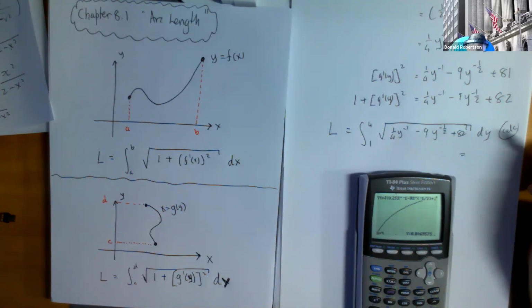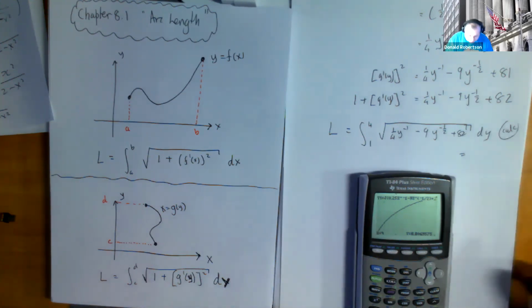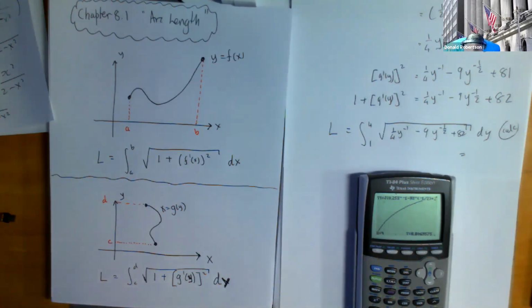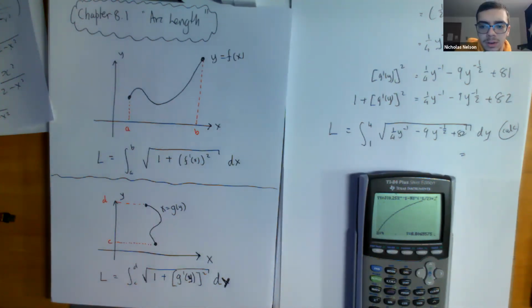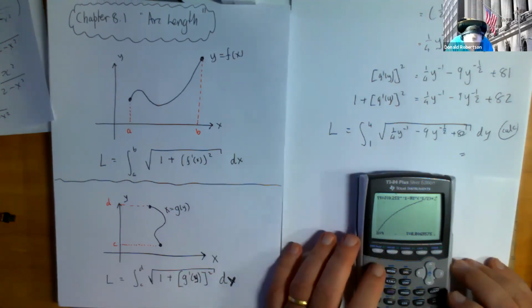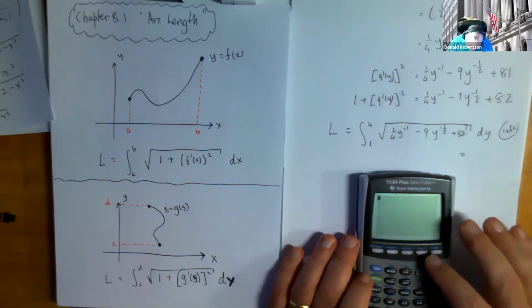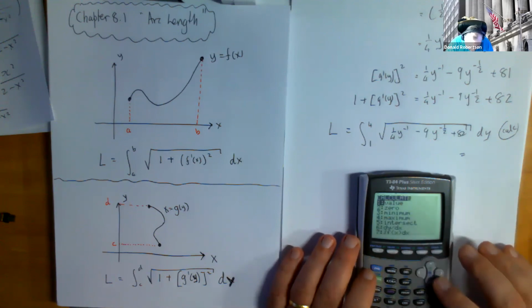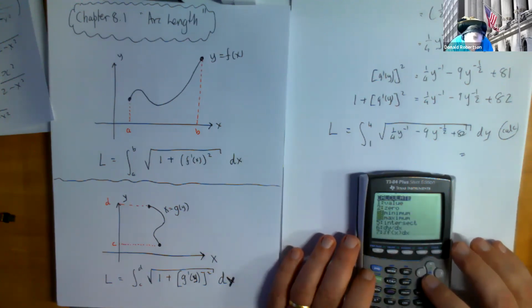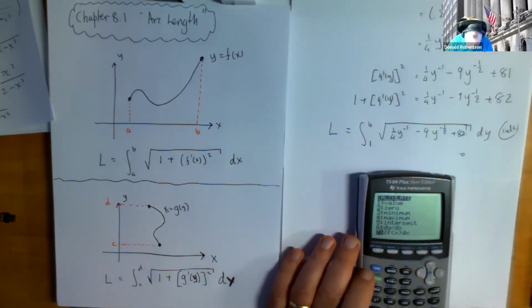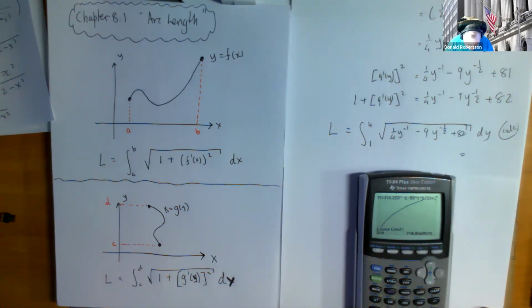I've broke the thing. I think you took the derivative instead of the integral. Oh, that could have happened. Let's try that again. Second calc, number 7. Start at 1 and finish at 4. There we go.